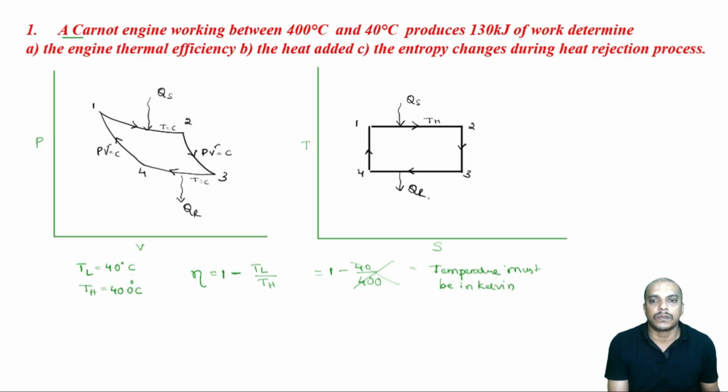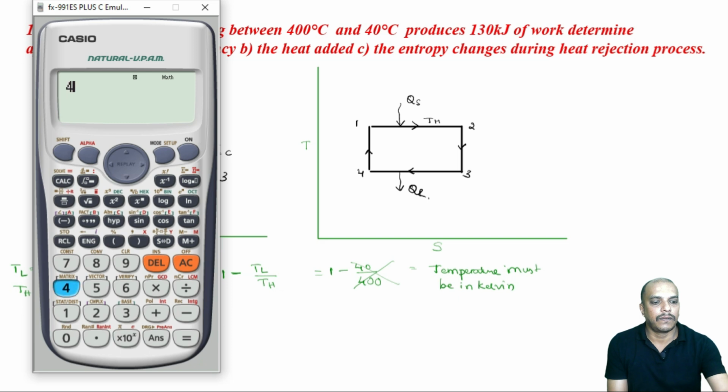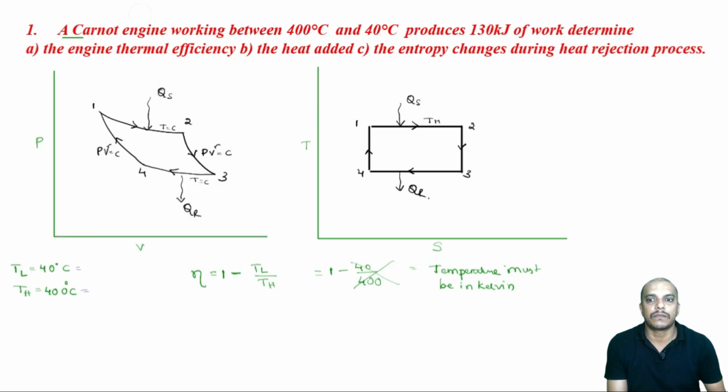First, we will convert this temperature into Kelvin. Now, this is 40 plus 273 and 400 plus 273. 40 plus 273 is 313 Kelvin, and 400 plus 273 is 673 Kelvin.